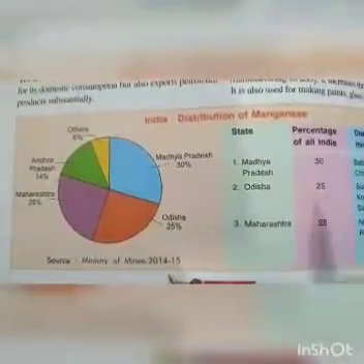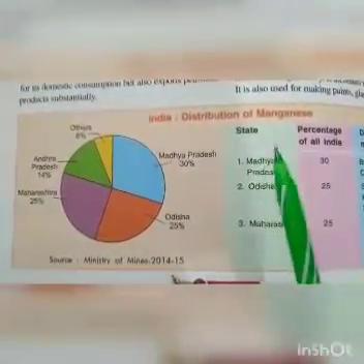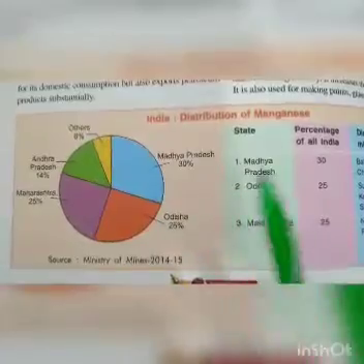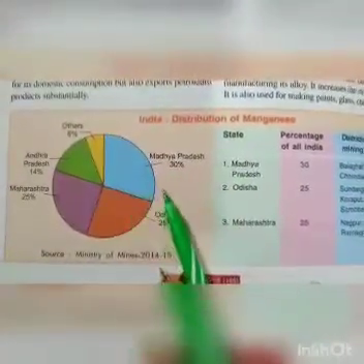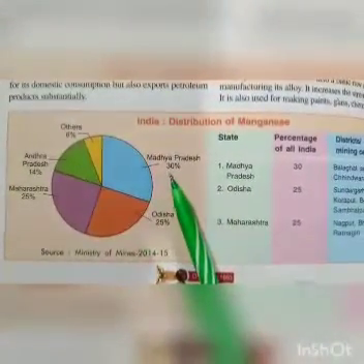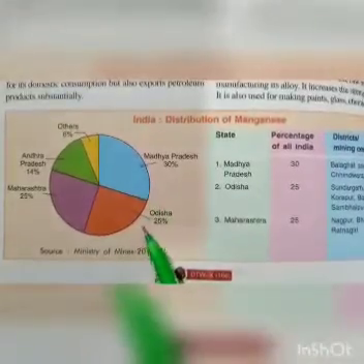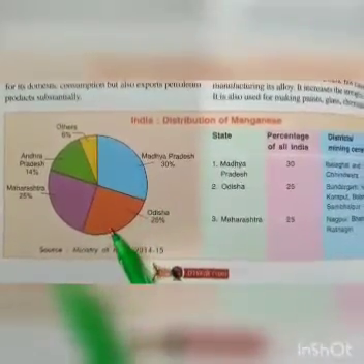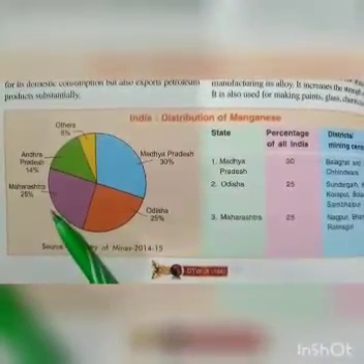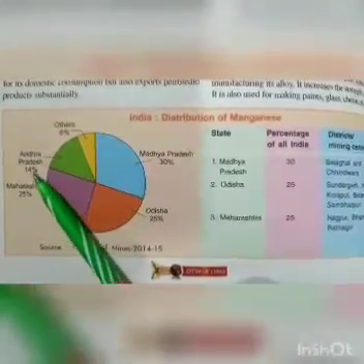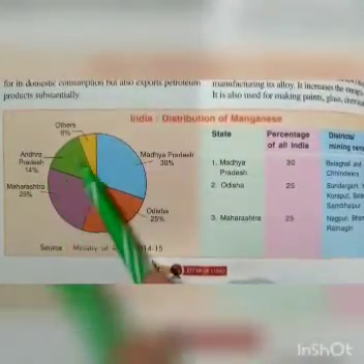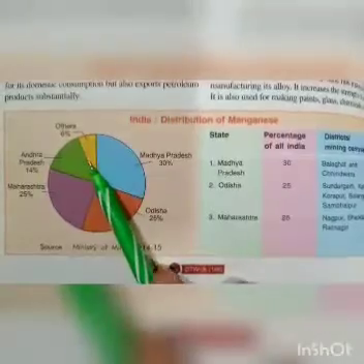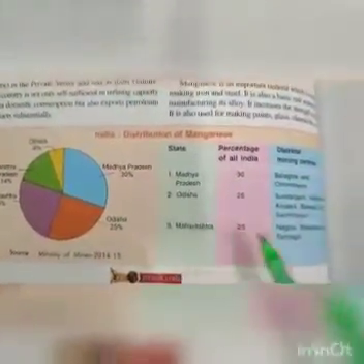Now come to the next figure, the distribution of manganese in India. Here the leading producer is Madhya Pradesh with 30% of manganese production, then Odisha with 25%, Maharashtra 25%, Andhra Pradesh 14%, and other states with 6%. So this chart is important.